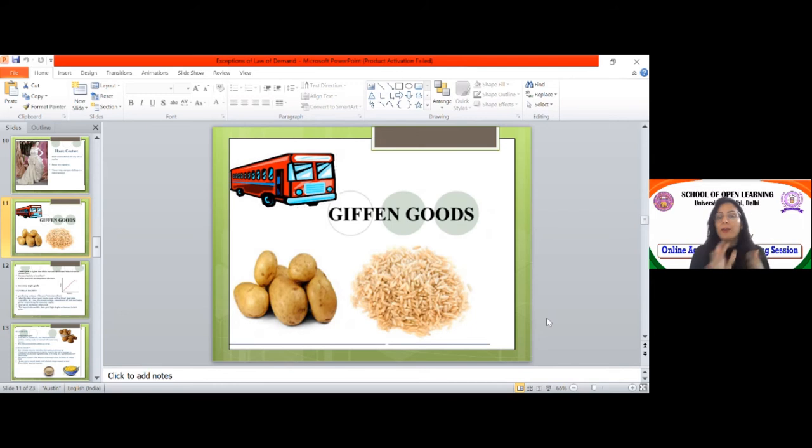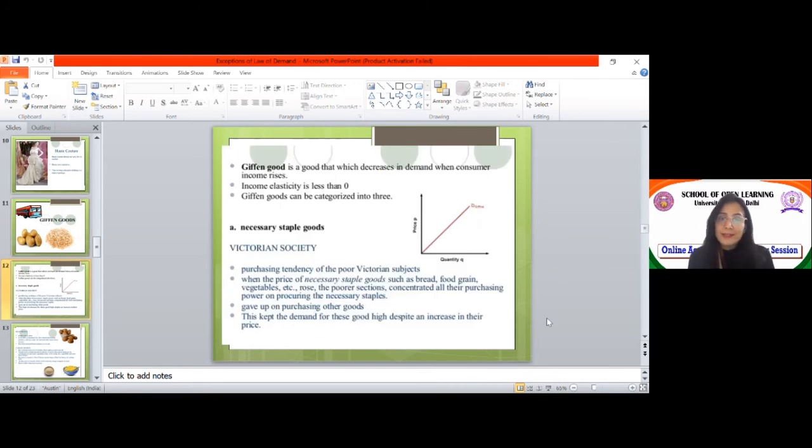So what is a Giffen good? A low quality, very cheap product. As our income increases, the demand for a Giffen good decreases. So the income effect is negative for Giffen goods. It's not positive. For luxury goods and normal goods it's positive, because as income increases, you tend to purchase luxury goods and necessity or normal goods. But here, the income effect is negative. If your income is increasing, you don't use the low quality product at all. A Giffen good is a good whose demand decreases when consumer income rises. So income elasticity is less than 0.